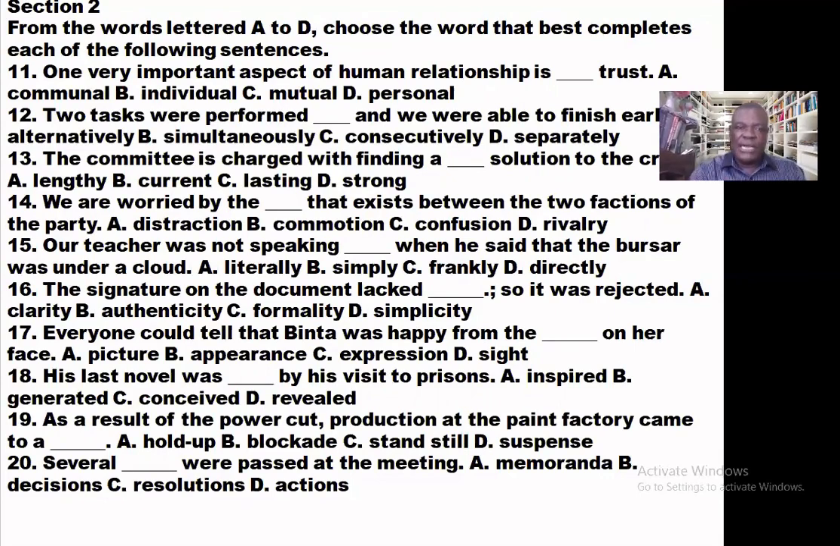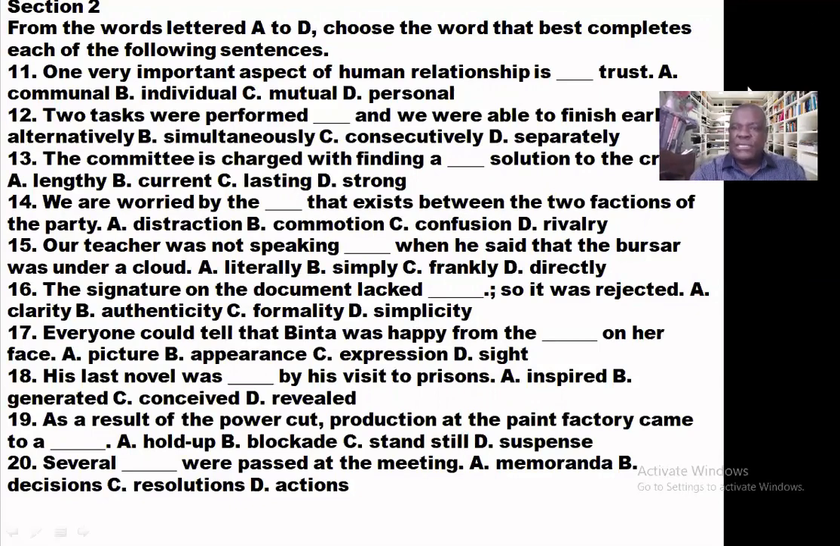And let's look at this. Number 11, one very important aspect of human relationship is dash trust. So we are looking for a word that collocates with trust, a word that is usually used together with trust in English sentences.